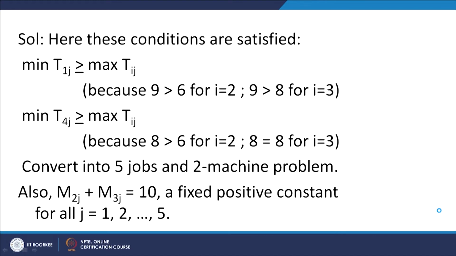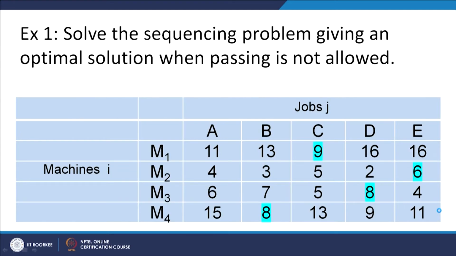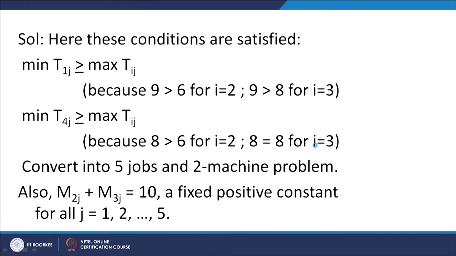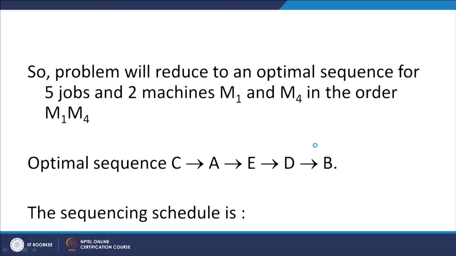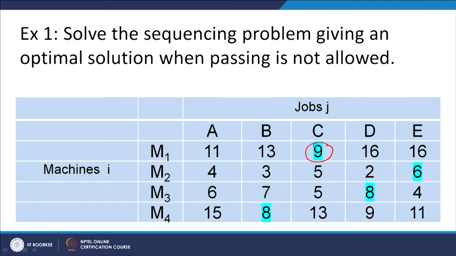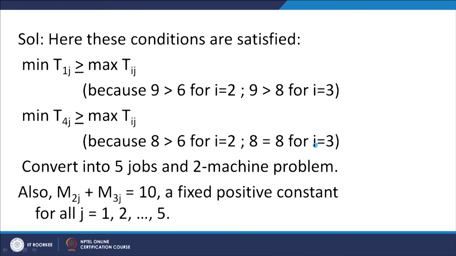What are those conditions? Minimum of T1j is greater than or equal to maximum of Tij. Why is that so? Let us see. Minimum of T1j is 9, in the first row, here you see it is 9, and the maximum of Tij is 6 for i equal to 2 and 8 for i equal to 3.